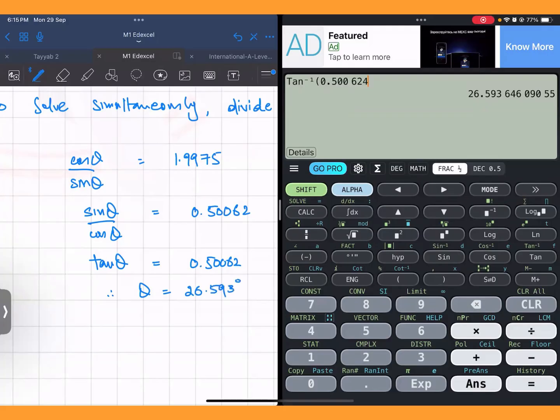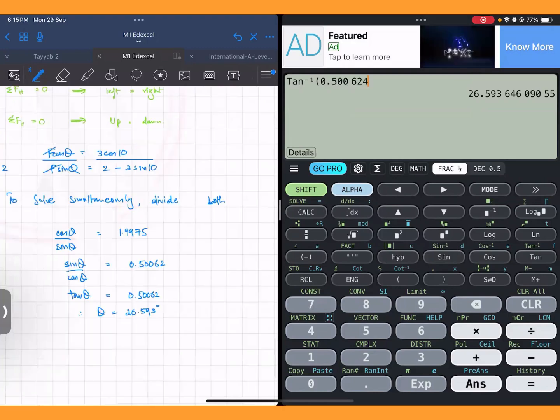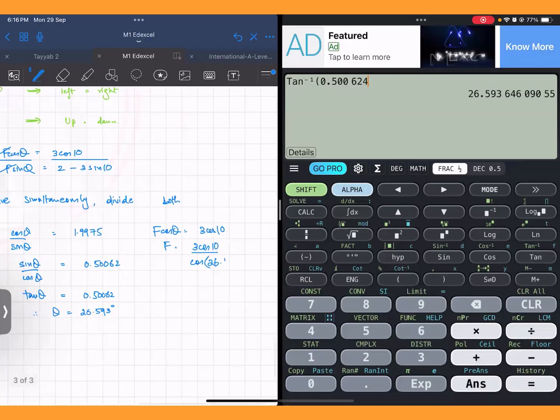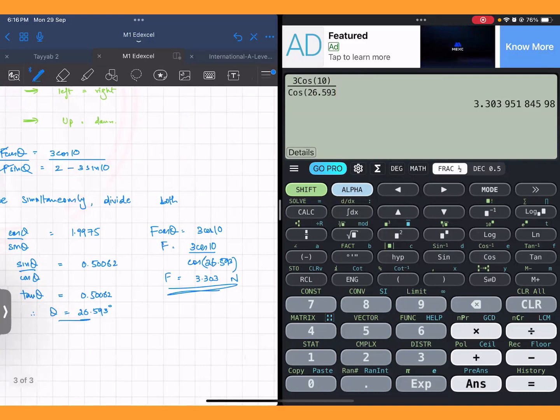Which is coming out as 26.593 degrees. And now you want to find the value of f. So you can choose any one of the equations. f cos theta is equal to 3 cos 10. So f will be equal to 3 cos 10 divided by cos theta. And theta we now know is 26.593. So 3 cos 10 divided by cos 26.593 gives 3.303.